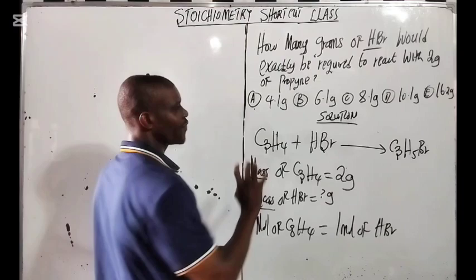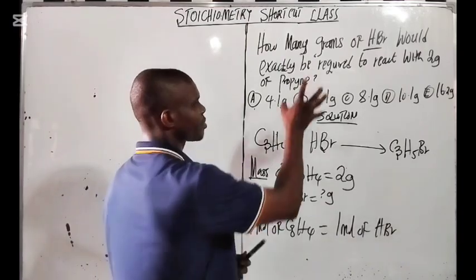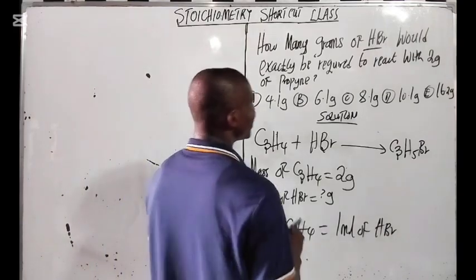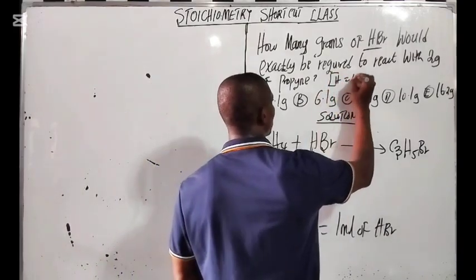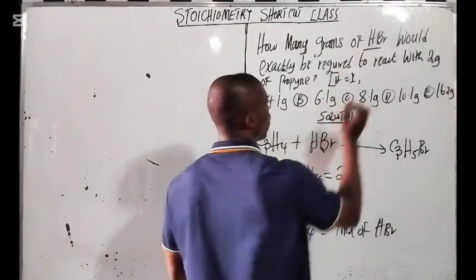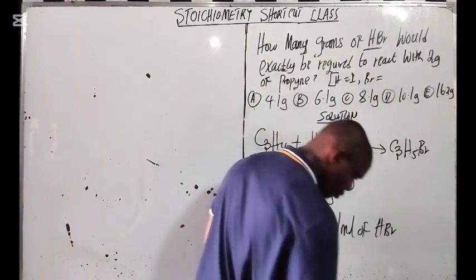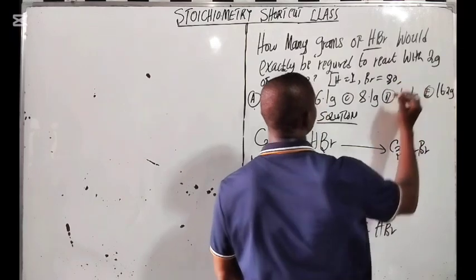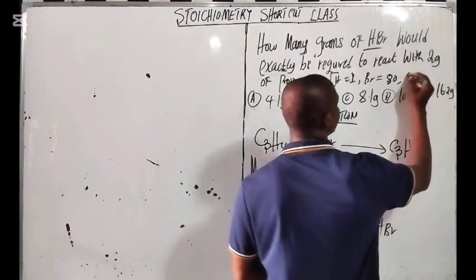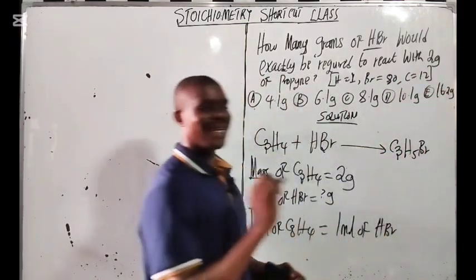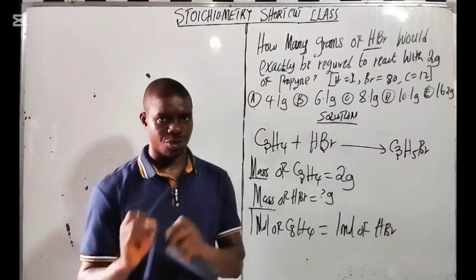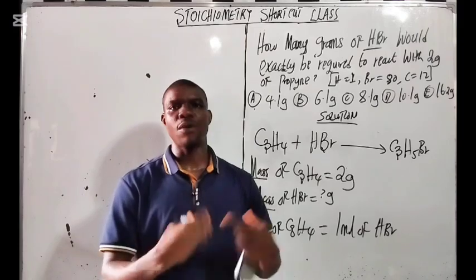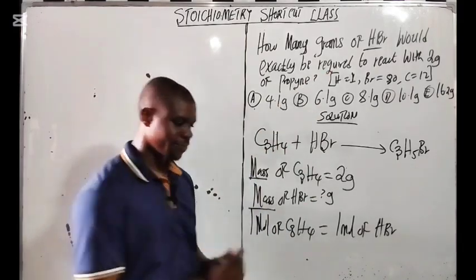Now, whenever you solve this question, the atomic mass will be given to you. Do you understand? The atomic mass of hydrogen is 1. The atomic mass of bromine is 80, and the atomic mass of carbon is 12. So in the exam, all these parameters will be given to you, so you don't need to panic. JAMB always provides all these parameters, right?